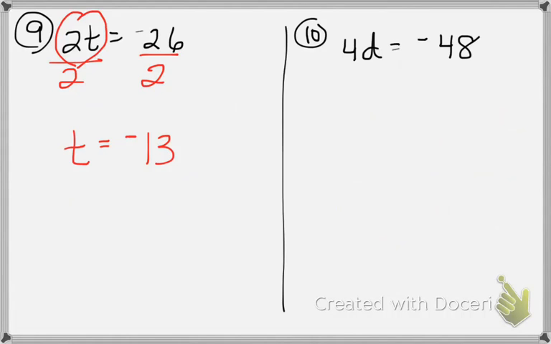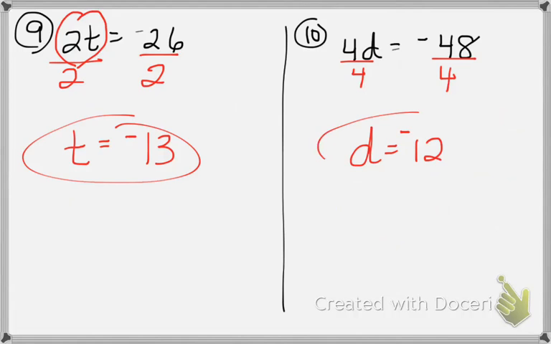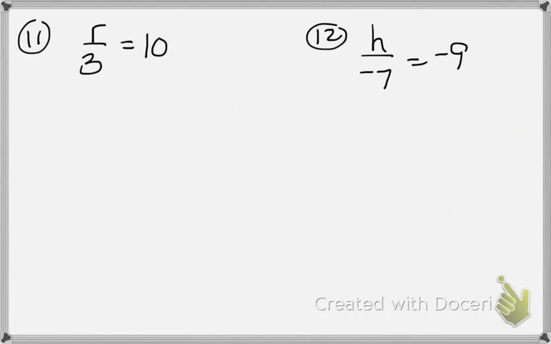And number 10 is 4D equals negative 48. Divorce, divide by 4s. And D equals negative 12. There's my negative sign. Okay? There's number 9, and there's number 10.